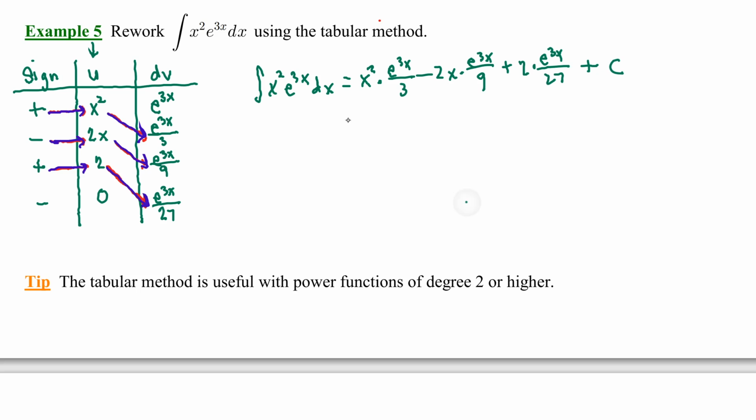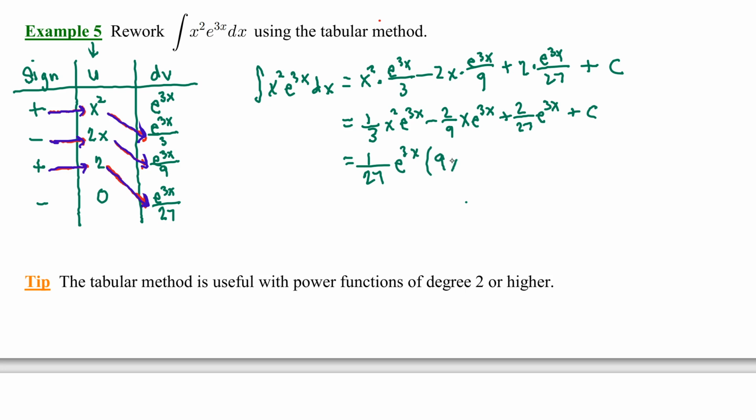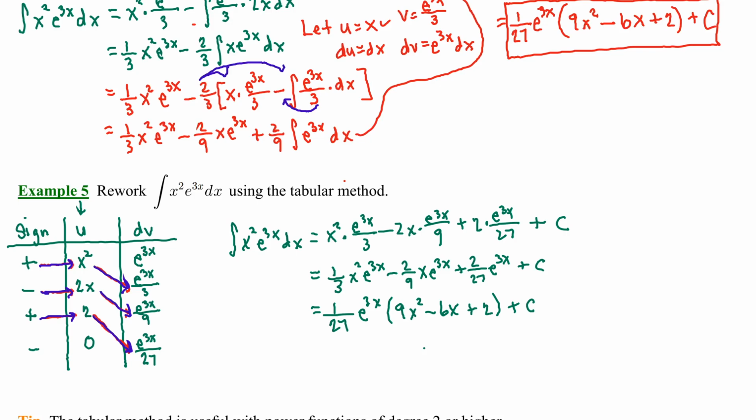Now, is this looking familiar? It should. When we clean it up and factor out our greatest common factor again, we're going to get exactly the same thing that we did in the previous example, but it was a little bit less work. So once again, I'm going to factor out e to the 3x over 27, or you can write it 1 over 27 e to the 3x. That's going to leave behind 9x squared minus 6x plus 2 plus c. If we compare this to our previous answer, you can see they are identical.